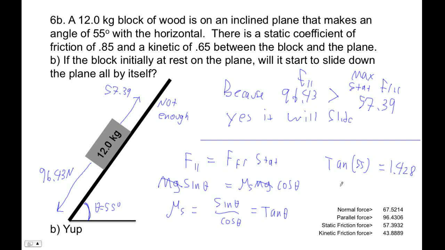Now, let's suppose that the angle was, say, 30 degrees, right? Well, the tangent of 30 is 0.577, right? Okay, so that means that coefficients bigger than 0.577, it can stay on the plane, and less than that, it can't stay on the plane. Okay, so there you have it. That's more than you wanted to know.